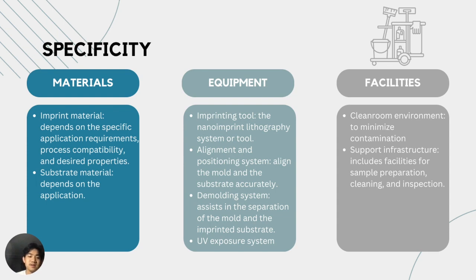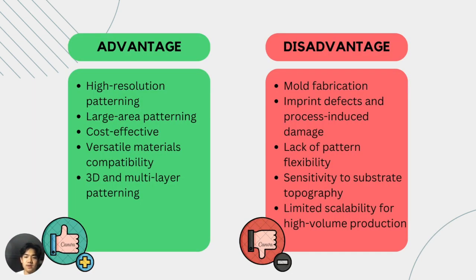And the last specificity is facility. There are two that we need to be concerned with, which are the clean room environment and support infrastructure. It may cause contamination in the materials or an error in the production if you do not follow these specificities. Next is the advantages and disadvantages of NIL.